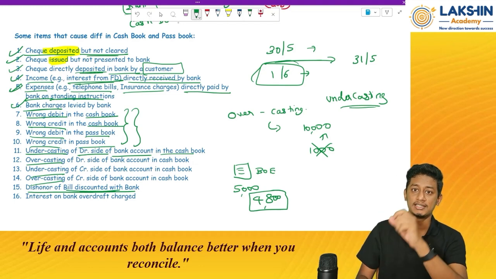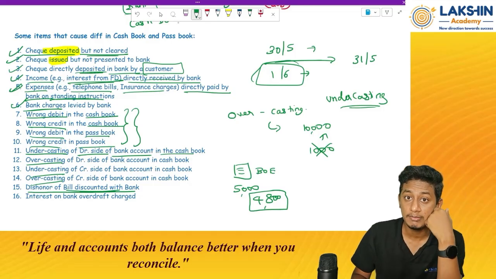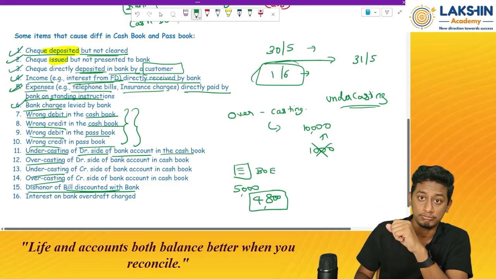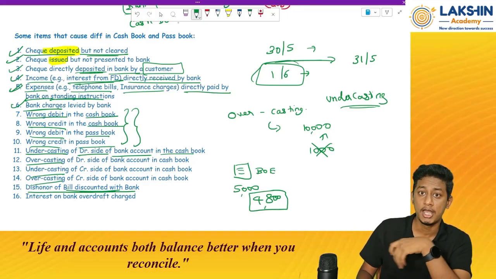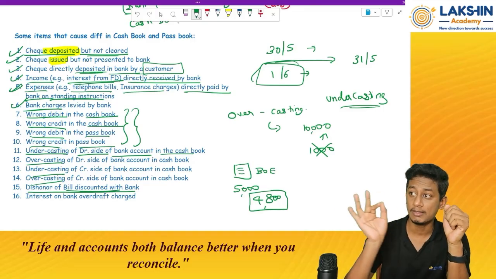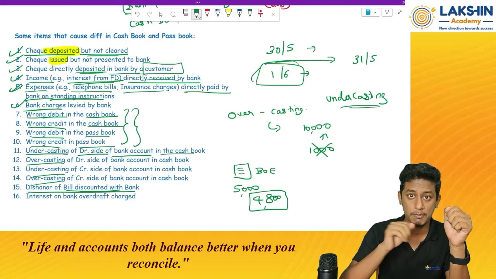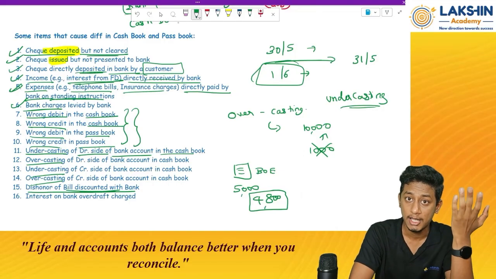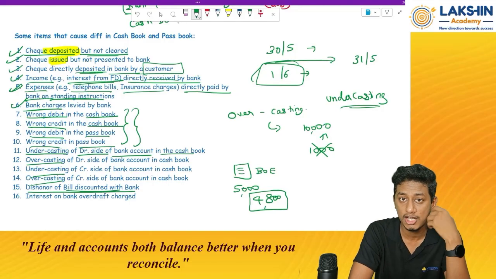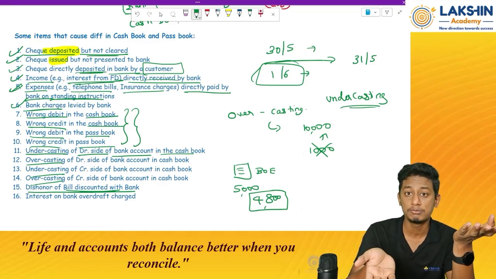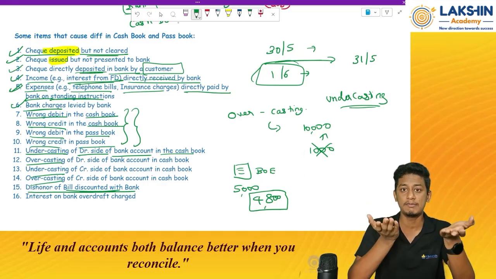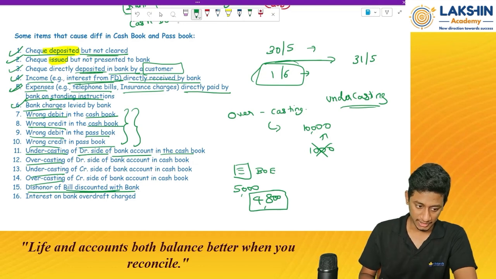Now what happens is, the bank might sometimes not intimate me and deduct the amount directly from my bank account. Whatever the balance is there, out of that it will deduct the 5,000 rupees. But will I know it? No. So in the passbook the entry will be done and the passbook balance will reduce, whereas my cash book balance will remain the same because I don't know that the amount has been reduced. So because of this, there will again be a difference. Then we have interest on bank overdraft charge.